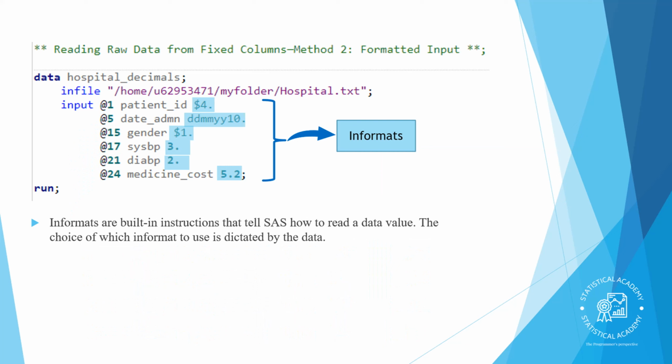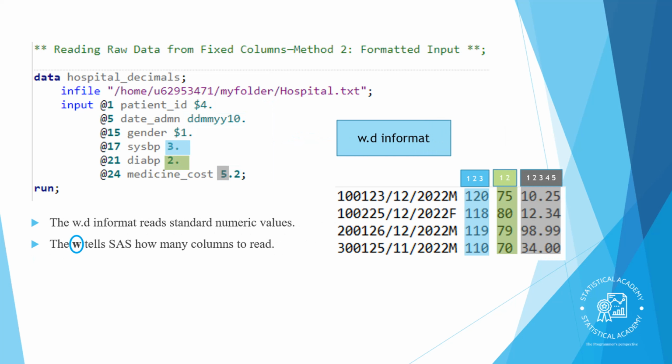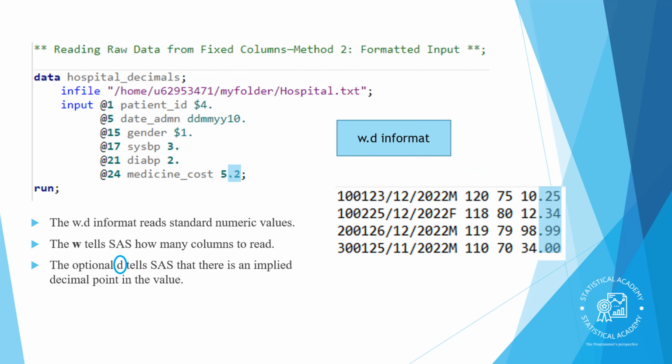Following the variable names are SAS informats. Informats are built-in instructions that tell SAS how to read a data value. The choice of which informats to use is dictated by the data. Here, two of the most basic informats are w.d and $w. The w.d informat reads standard numeric values. The w tells SAS how many columns to read. For example, SysBP is spread across a length of 3, so we have given the 3. informat. The optional d tells SAS that there is an implied decimal point in the value.